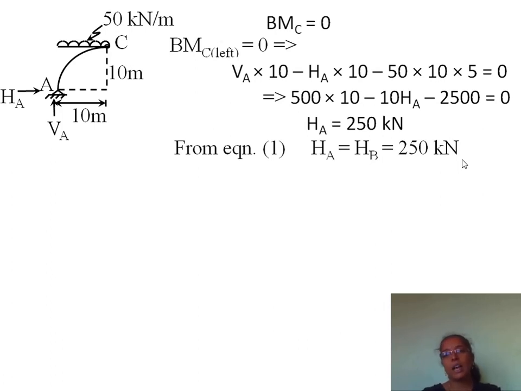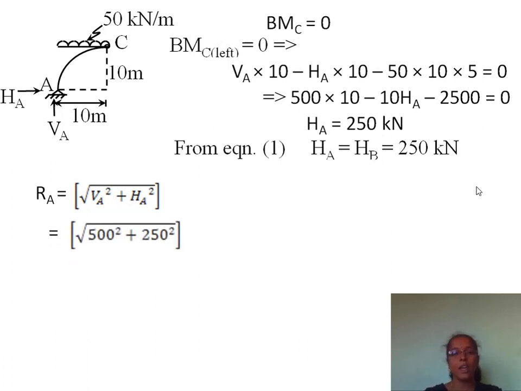Now we will calculate the total net reactions, that is RA and RB. RA is equal to root of VA square plus HA square. So substitute the values of VA and HA. VA is 500 and HA is 250. If you calculate it, RA as well as RB is equal to 559 kilonewton, because of symmetry both RA and RB will be the same.